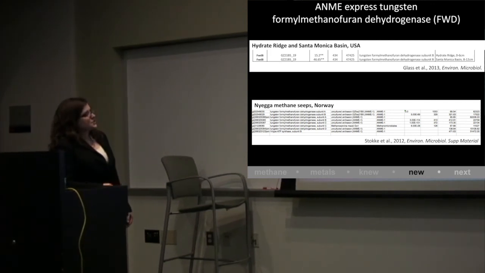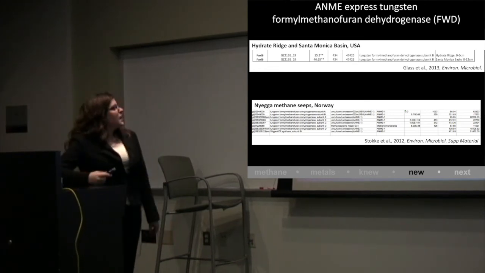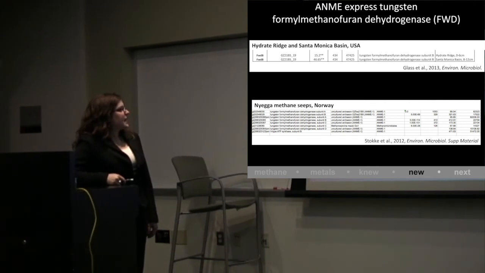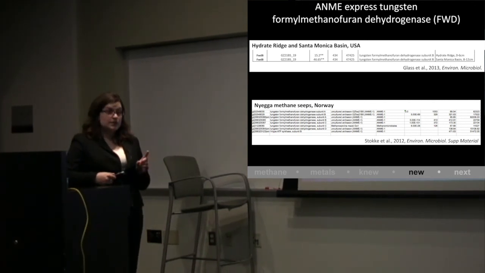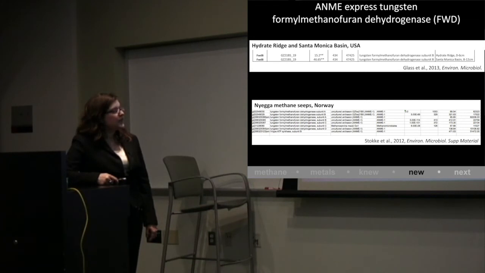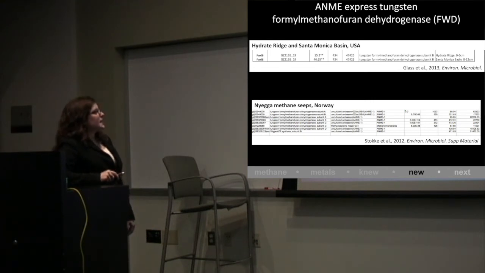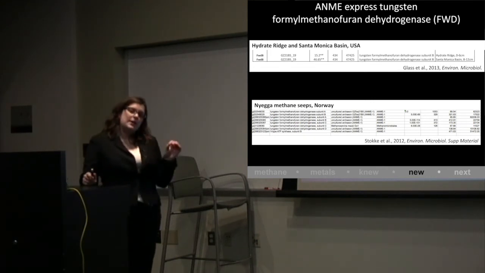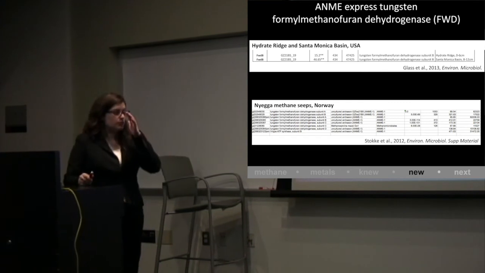So again, this is just showing our table of these two hits in the metaproteome that seem to be the tungsten form. We found this to be pretty exciting. And actually, it has been observed once before in 2012. I dug into the supplemental material from this other methane seep off of Norway, and they didn't actually mention this in the paper. In fact, in the paper, they labeled it as the molybdenum form.